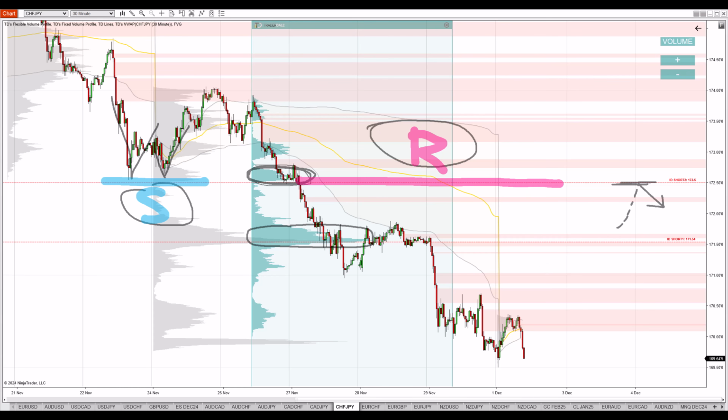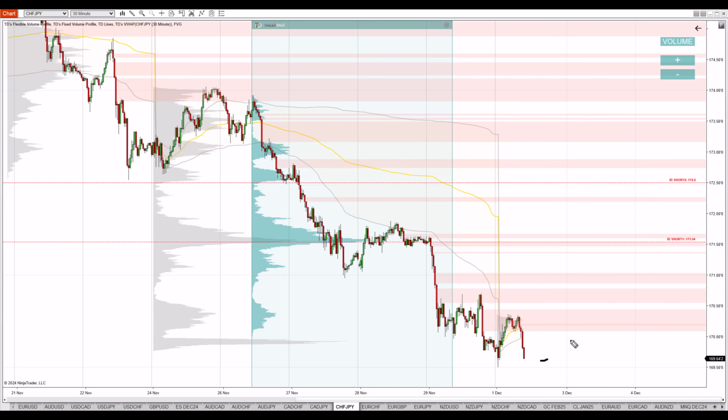And the ideal scenario would be a pullback to the first resistance, reaction, then a pullback to the second one and reaction. So let's wait and see, but this would be the ideal scenario.